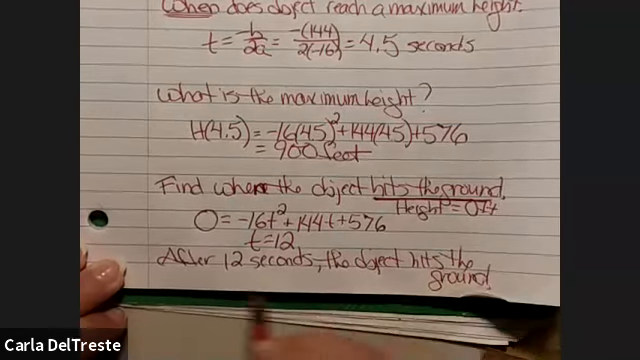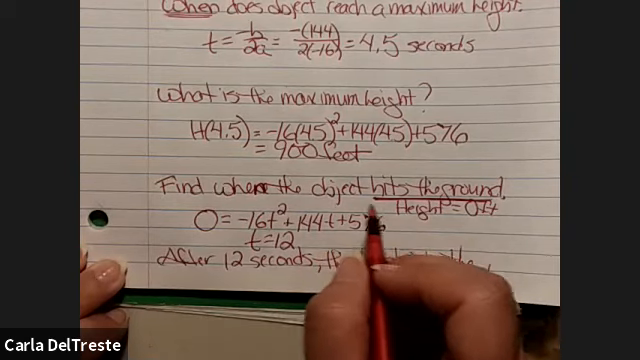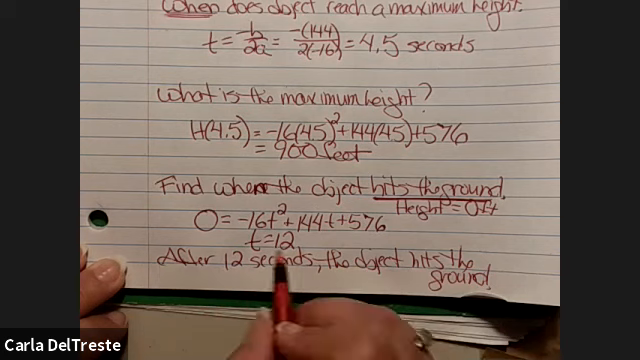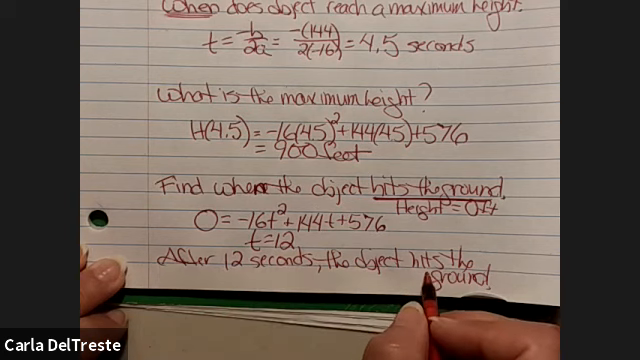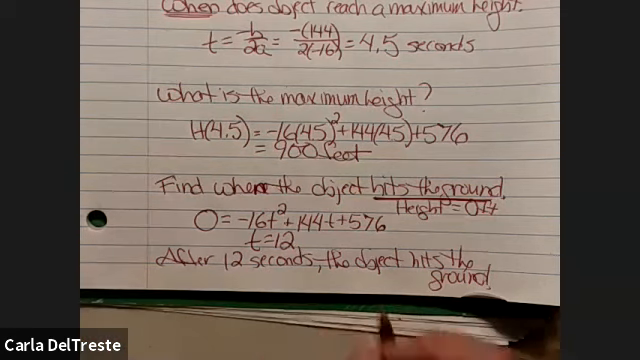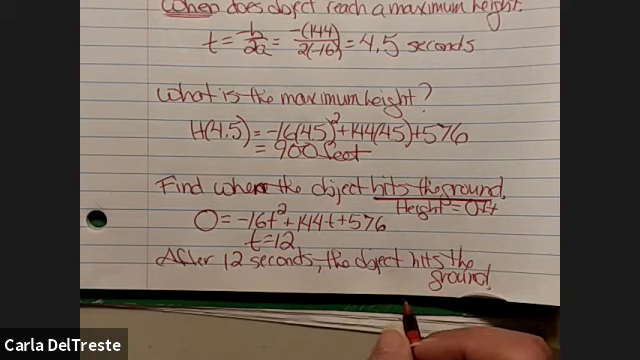The reason that I'm choosing to write it this way and not saying the object hits the ground after is because input, output, okay? Seconds, height, all right? It doesn't really matter as long as you know the interpretation, okay? But I like maintaining that order because it keeps everything straight, okay?